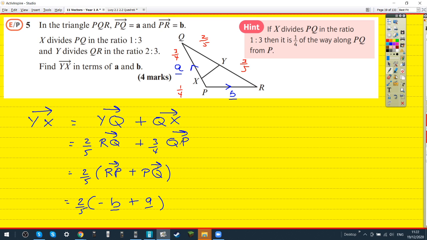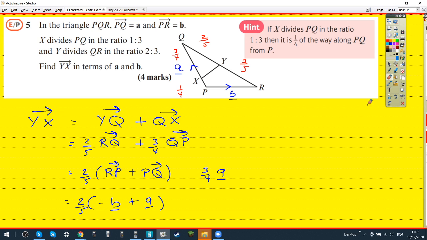How about P to Q? Sorry, Q to P. Okay. How can we get from Q to P, or what is Q to P? Isn't Q to P just A? Yep, minus A. So that's going to be minus 3/4 of A.